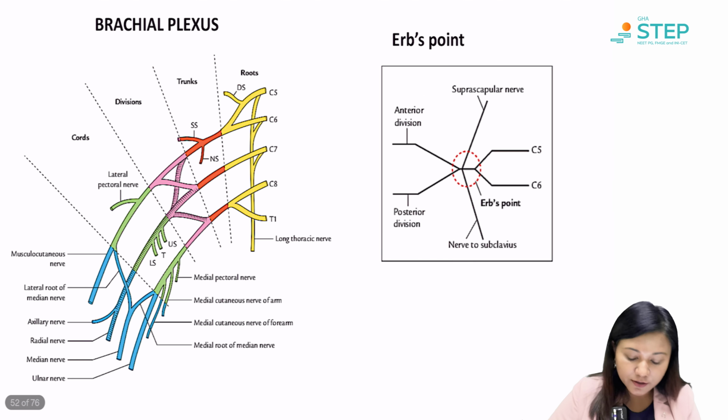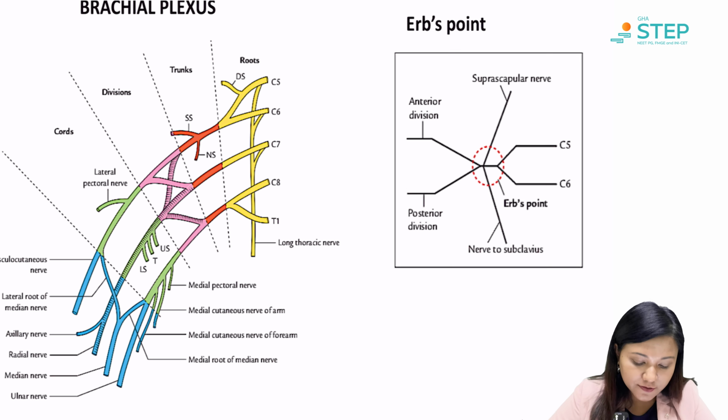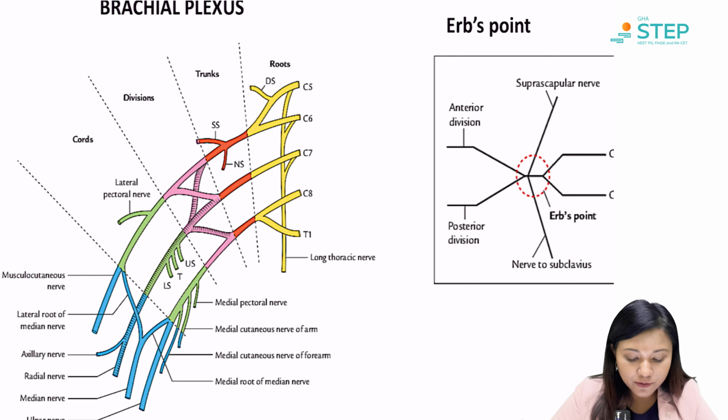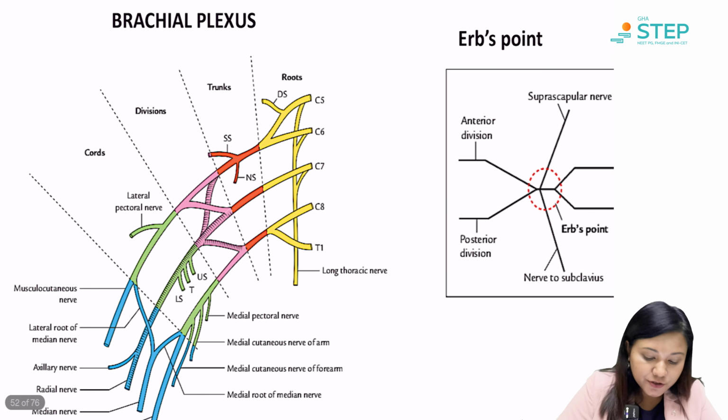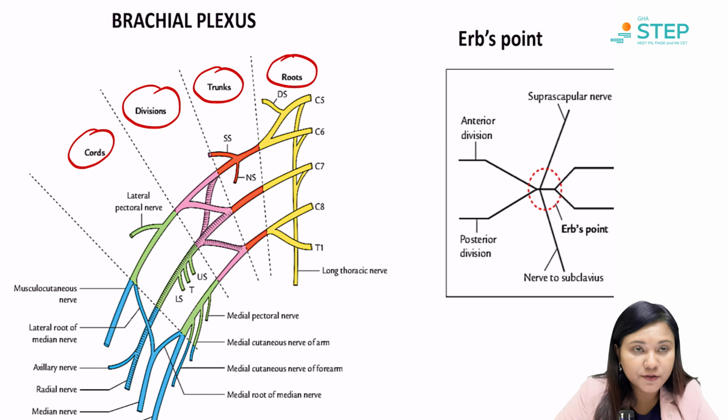Before attempting that, we should also know a little bit about the brachial plexus. The brachial plexus is formed mostly by the ventral rami from C5 to T1. Now, there are different divisions. You have roots, trunks, divisions, cords, and branches. C5 and C6 will join to form the upper trunk. C7 forms the middle trunk, and C8 and T1 form the lower trunk. Now, in the upper trunk, there is a point which is known as Erb's point. So, what is Erb's point?